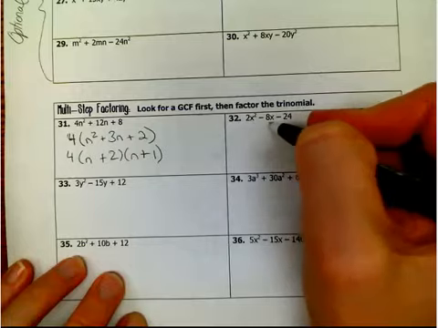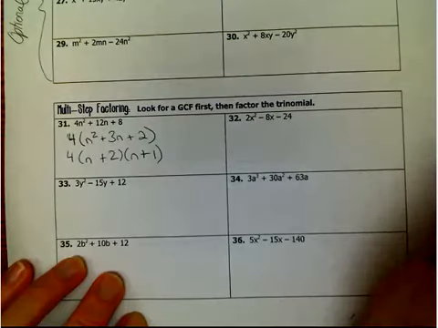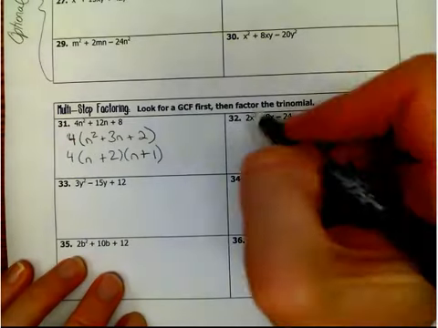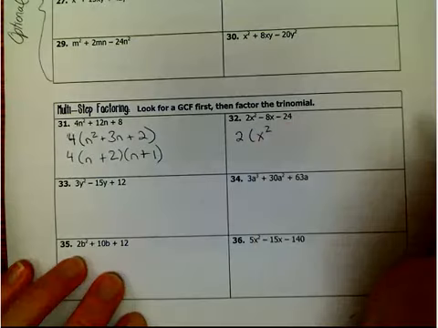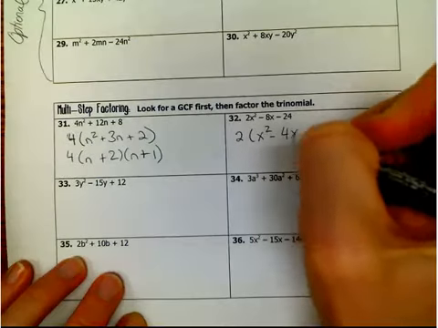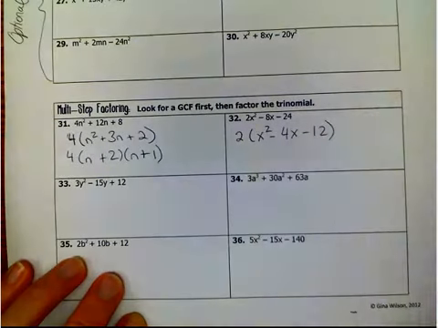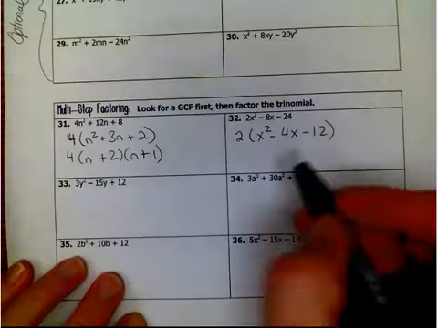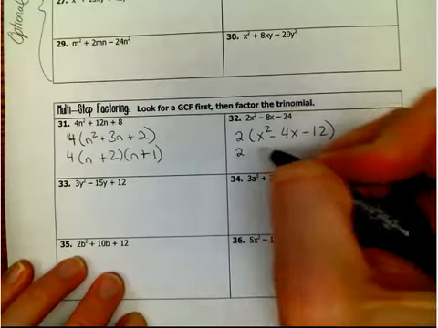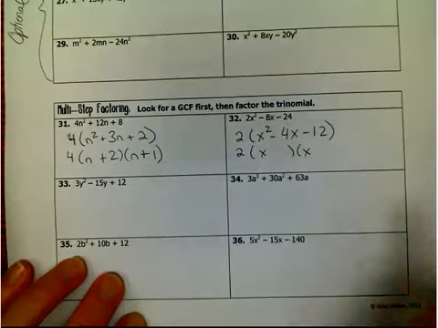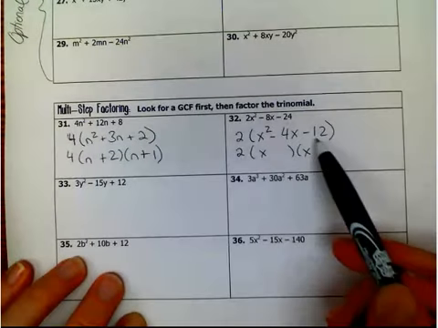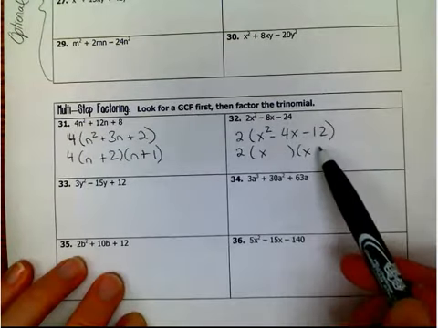I have a 2, a negative 8, and a 24. I want to think of a greatest common factor, and 2 is going to work for that. 2 divides into all of those. So I have 2, and then I have in my parentheses x squared minus 4x minus 12. And then I'm going to factor this trinomial the way we have been doing. So I've got my x's there. Now I have a negative 12 is what I'm looking at here.